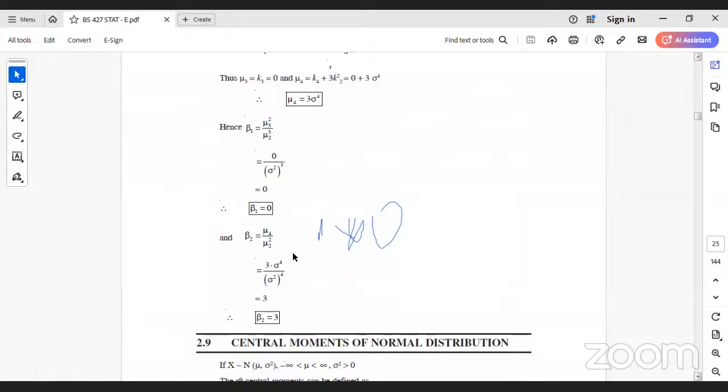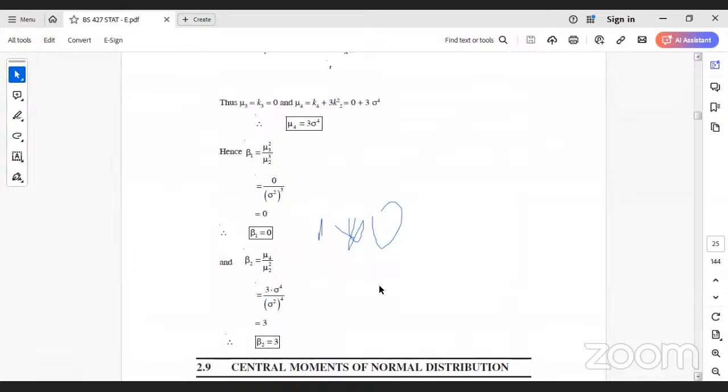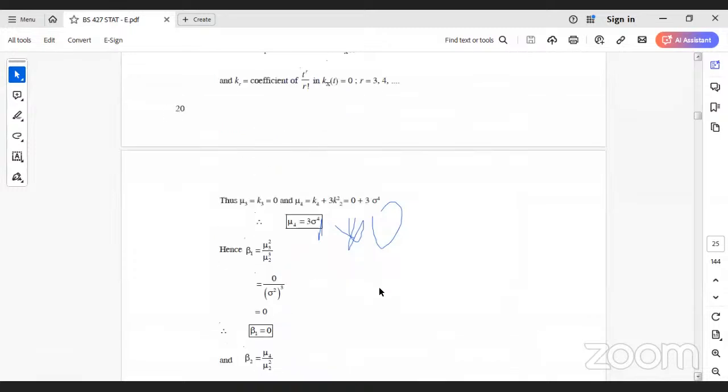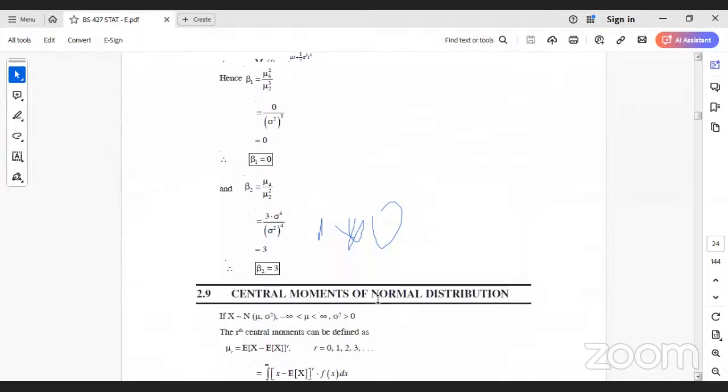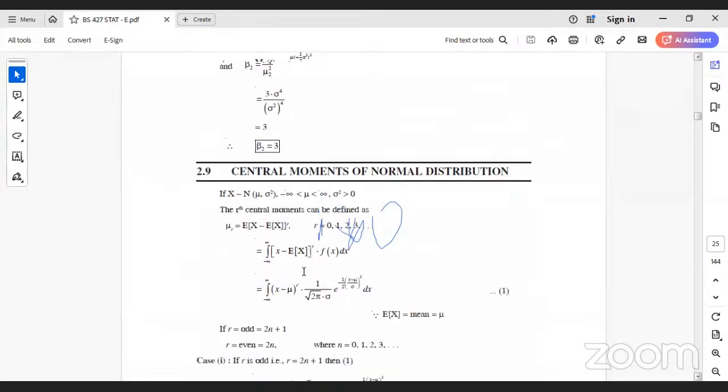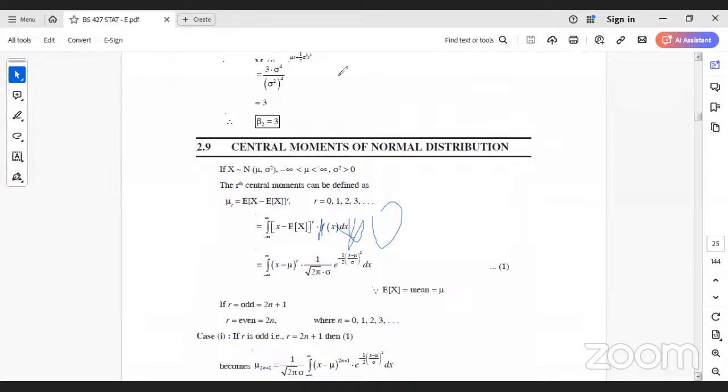Sigma power 8 becomes, and sigma square remains below. So sigma square is 1. Lambda square 3 into sigma square by lambda square whole power 4, that is 1. So it should be cancelled here. So that is beta 2.